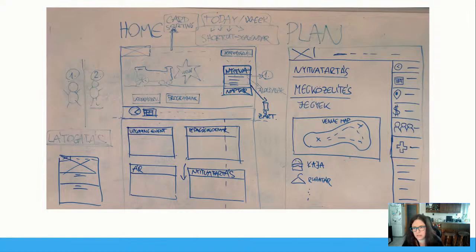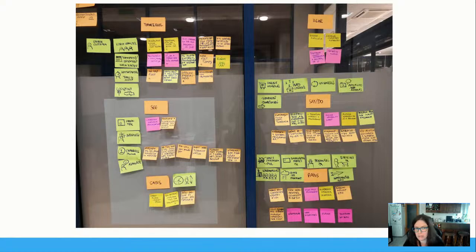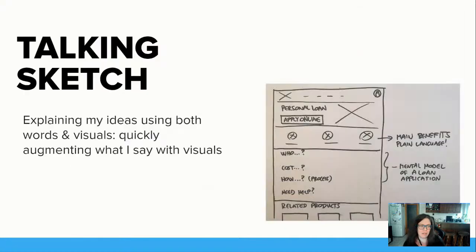This was actually a deliverable. This is a collaborative sketching on a whiteboard. And this is an empathy map with little icons to make each aspect more comprehensible. This is a quick sketch of a loan product page.